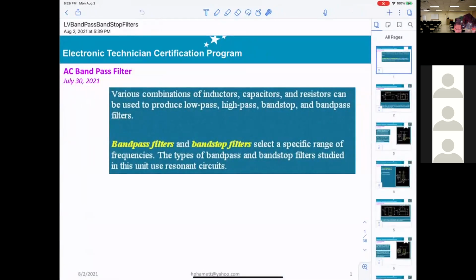Band pass and band stop filter. The thing is, in the textbook there is not much information. So that's why, to understand a little more, I use LabVolt. That means when you're working on band pass filter or band stop filter in LabVolt, you will go through that.